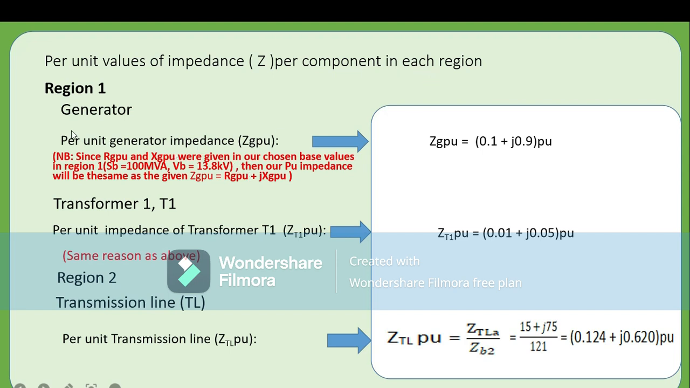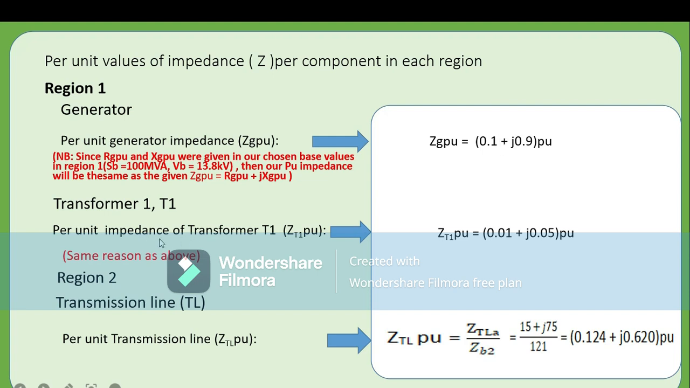So we start with the first component, which is the generator. If you look at the generator, we have that the generator power is 100 MVA and the generator voltage is 13.8 kV. It then means that this per unit value was actually given in the base values that we chose, so we don't need to convert it to any other base.